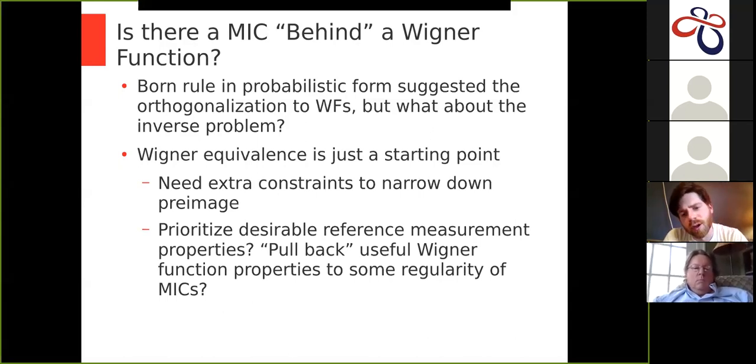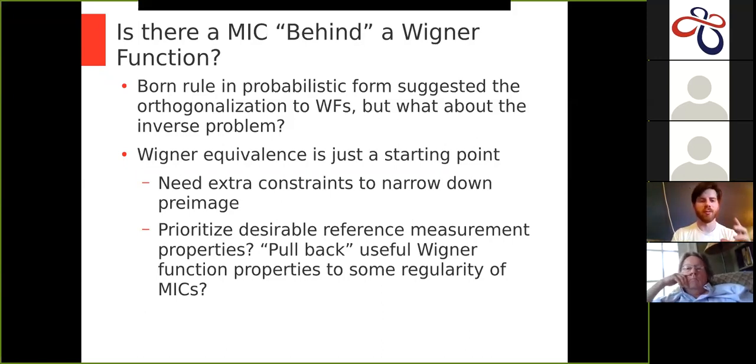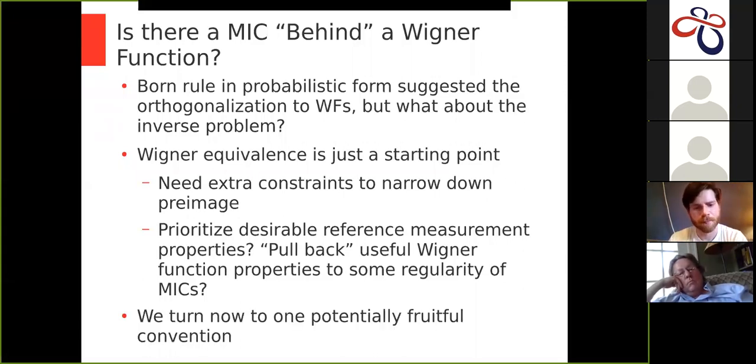You could also, from the opposite mindset, pull back useful Wigner function properties. One thing I have in mind is that all of these proposals for nice Wigner functions have some notion of a discrete phase space. Well, we know meeks don't have a phase space, but what if there's something reflecting the phase space in meeks, or something related to the nice property of the Wigner function that gets pulled back to a function or some regularity among meeks?